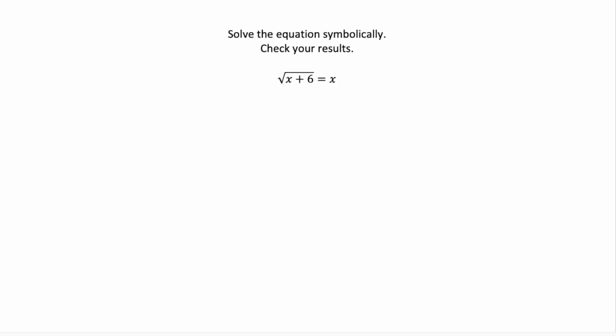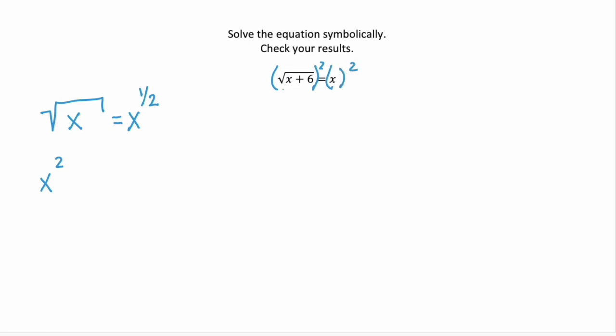Today we're going to look at how to solve an equation symbolically, and this equation has a square root in it. Now remember that the opposite of a square root, so if you take the square root of x, that's the same as x to the power of 1/2, and the opposite of that would be to square something. So to remove a square root, you need to square it. So our first step is to square both sides of this equation.